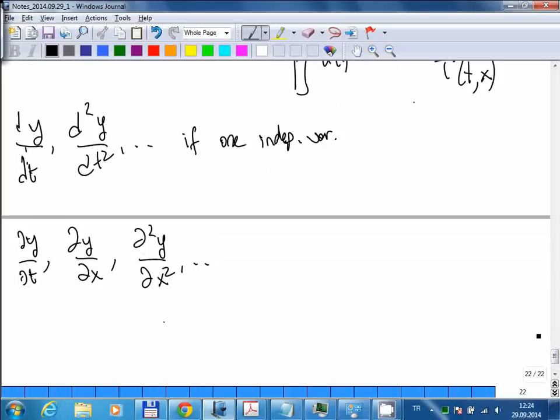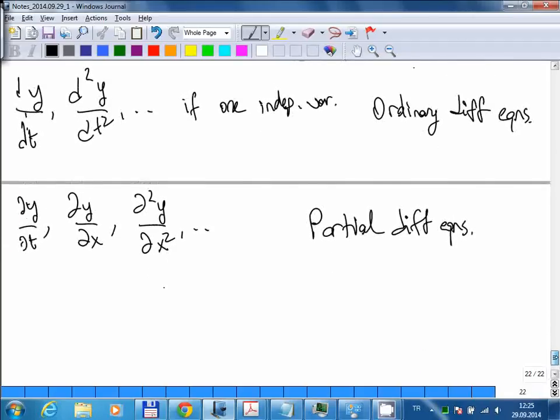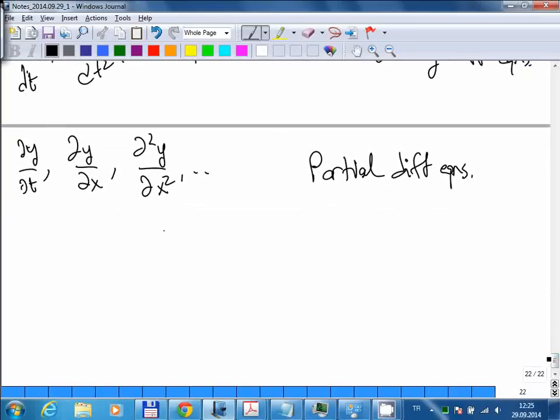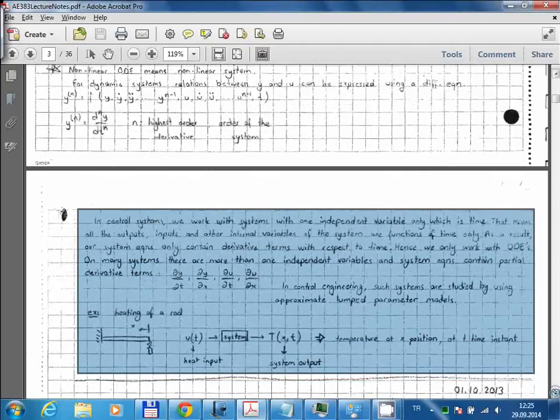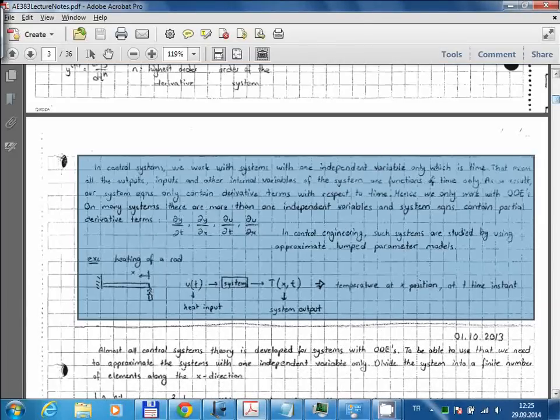So mathematically speaking, you can intuitively see that this is a harder problem, right? Because in the one case you have a differential equation where you have derivative terms with respect to one variable only. So these are ordinary differential equations, if you remember. But in this case, you have to deal with partial differential equations. If you have a system like this where you have many independent variables, then you can approximate that system using the lumped parameter model. So what you do is, so let me go back here.